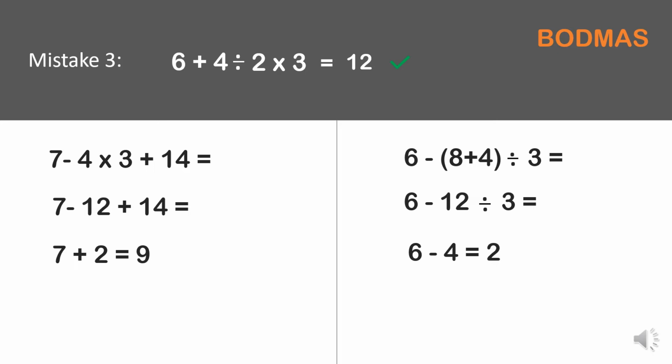As for the second example, we have to start with the brackets first. This leaves you with 6 take away 12 divided by 3. And then we have to divide -12 by 3. That leaves you with 6 take away 4, which equals 2.